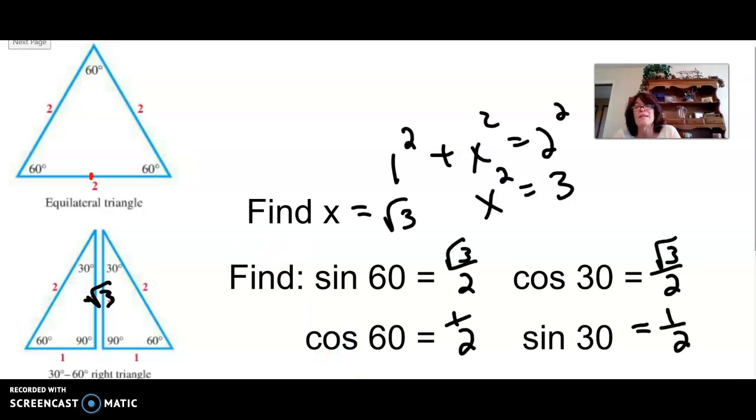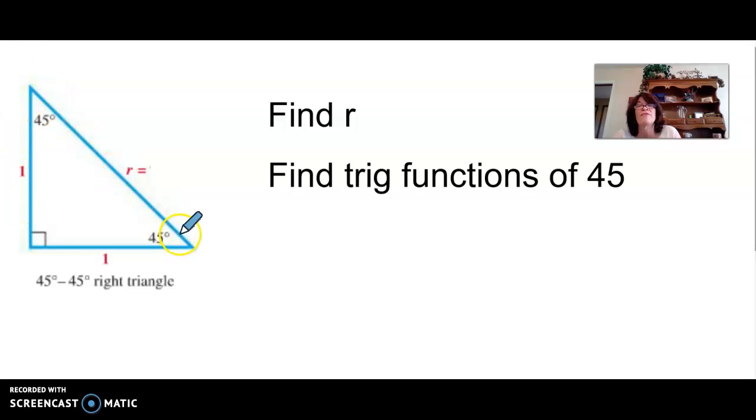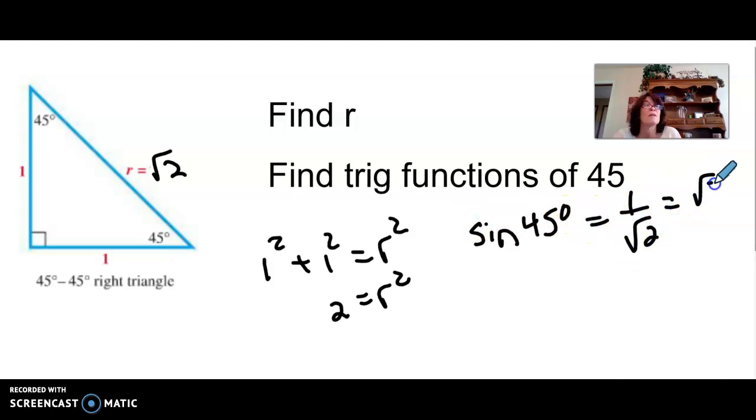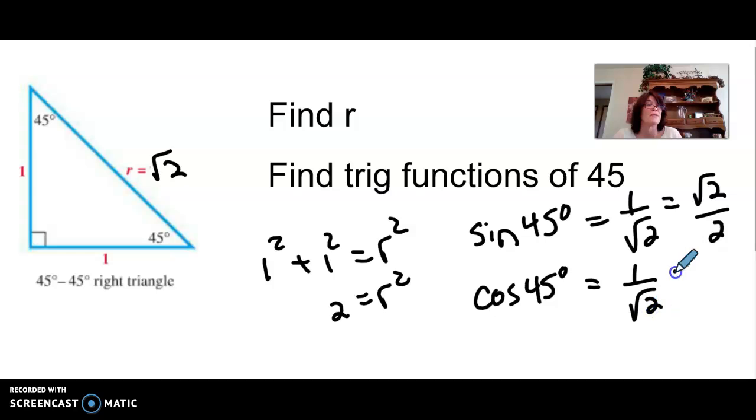Let's do that same type thing with a 45, 45, 90. In a 45, 45, 90, the sides opposite these equal angles are the same. R would be, let's see, 1 squared plus 1 squared would equal R squared. So 2 equals R squared. So R is the square root of 2. So the trig functions of 45: the sine of 45 degrees is opposite over hypotenuse. That's 1 over the square root of 2, or square root of 2 over 2 if you rationalize the denominator. The cosine of 45 degrees is adjacent over hypotenuse. So that's also 1 over the square root of 2.